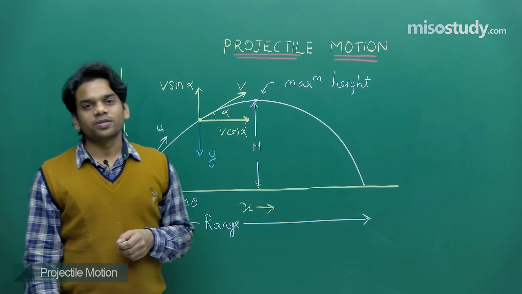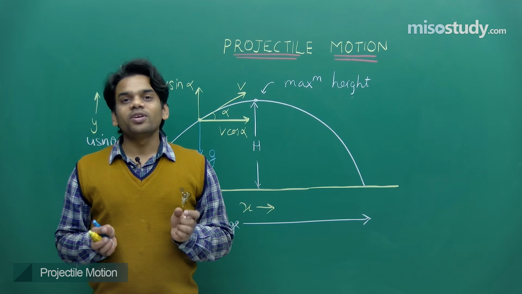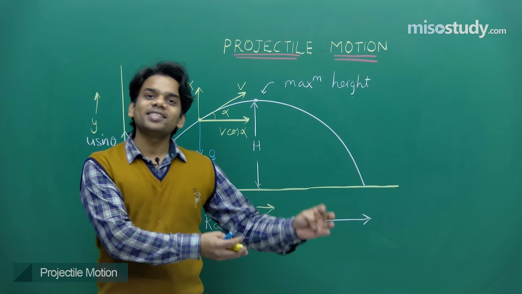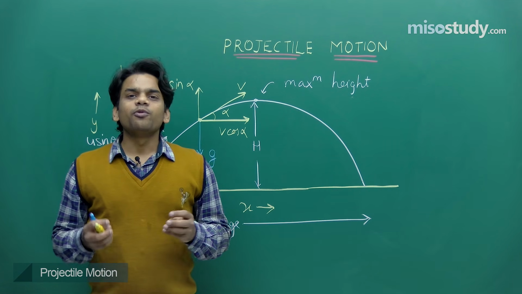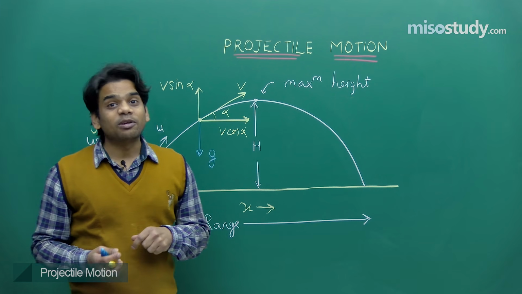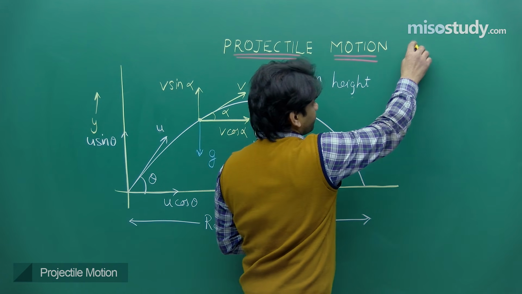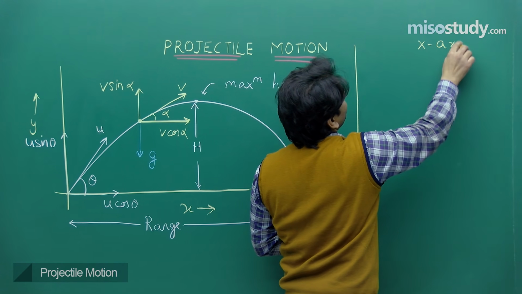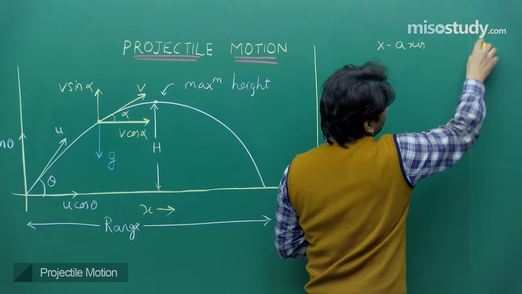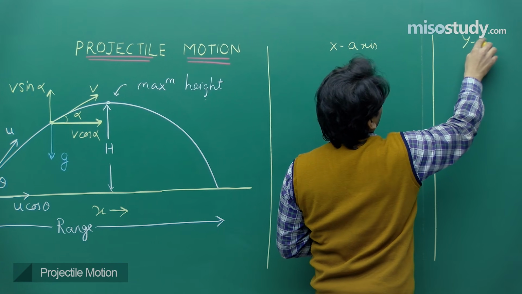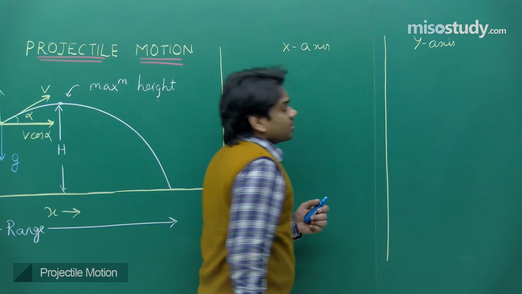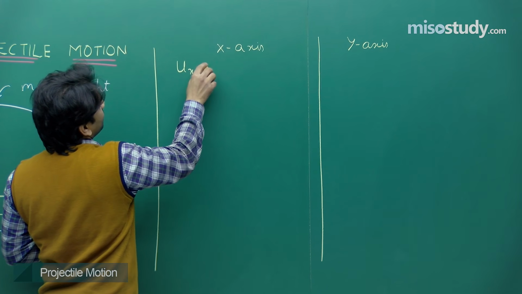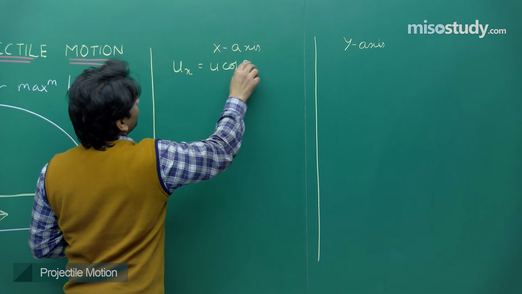Now to study projectile motion, we will break its motion along two dimensions, one along the x-axis and one along the y-axis. It will be very simple to find out the variables that will be required for us. So we are going to study the motion under the x-axis heading and the other under the y-axis heading. Now you see, the initial velocity along the x direction is ux, and this will be equal to u cos theta as per the given variables.